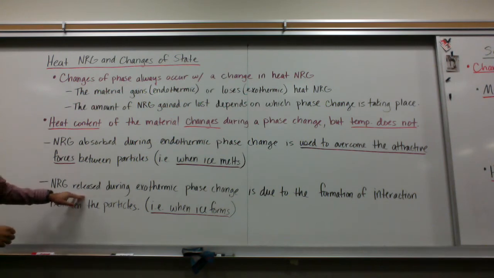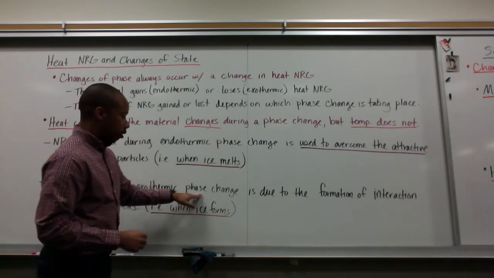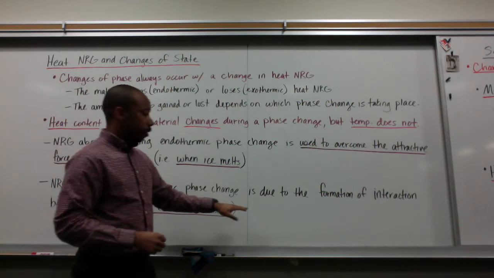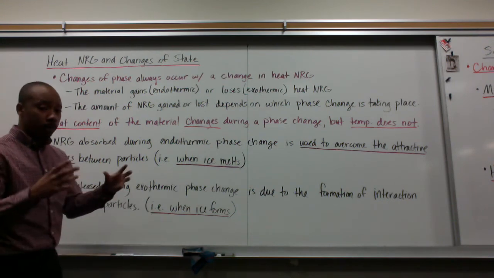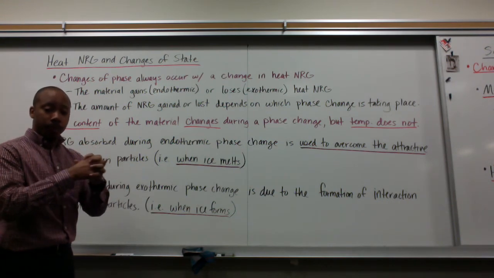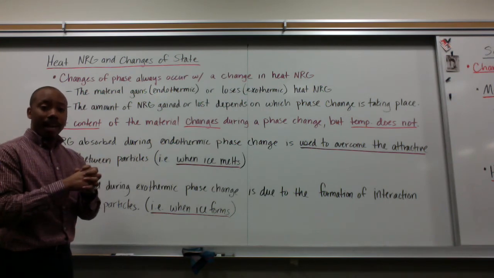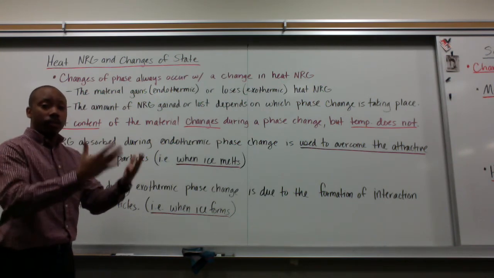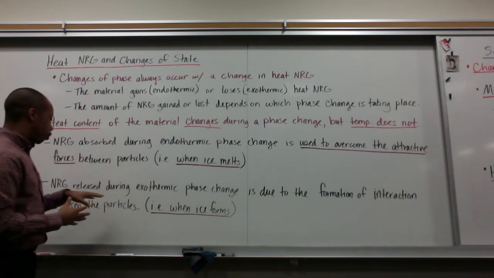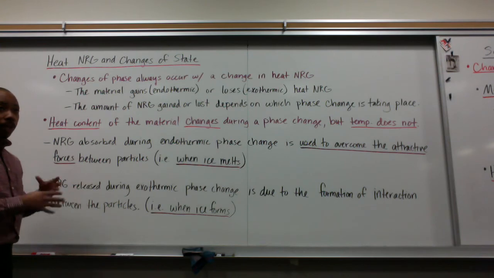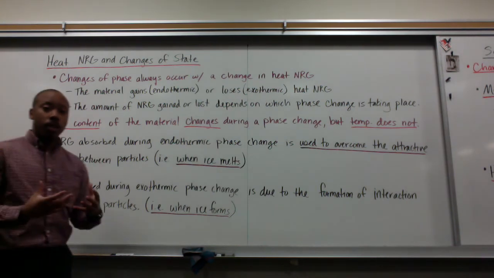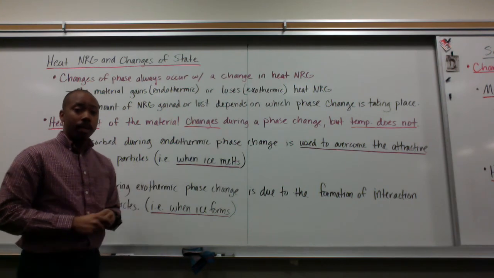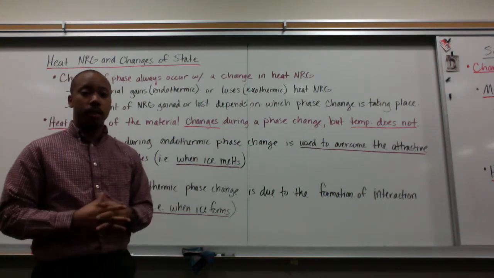And when energy is released during an exothermic phase change, it's due to the formation of interactions between the particles. So when ice forms, we're creating new interactions between particles, and when we create new interactions or new bonds, we release energy. That's an exothermic process, and the energy is not being used to slow down the average kinetic energy, so temperature stays constant. So gentlemen, take notes on this. Hopefully this was clear. A lot of this is review, but some of this is new in terms of how it's phrased.